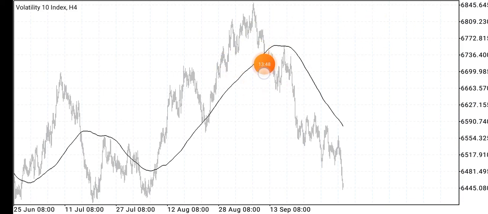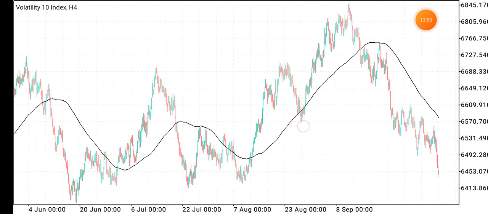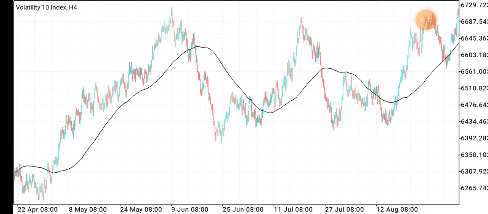Moving average 100 for support and resistance zone. You can see anytime price reacts to this line, a reaction usually takes place. Okay, so as I said, never use moving average alone.